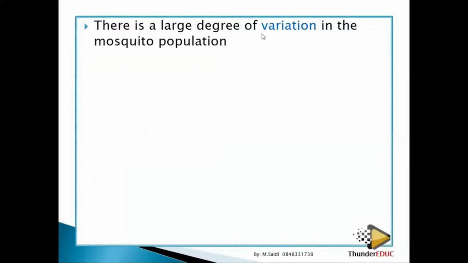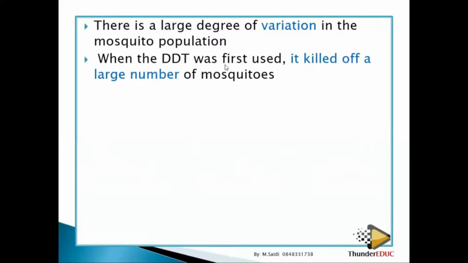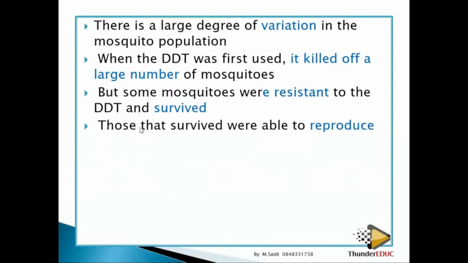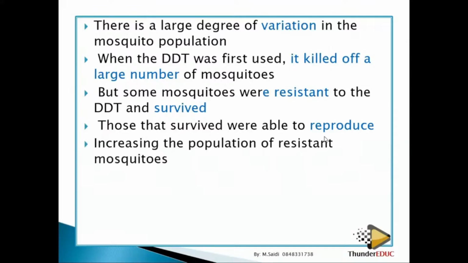There's a large degree of variation in the mosquito. Yes, we saw it. When the DDT was first used, it killed off a large number of mosquitoes. But some mosquitoes were resistant to the DDT and they survived. Those which are resistant, the black one, you saw it, they survived. Those that survived were able to reproduce. They reproduce in large numbers, increasing the population of resistant mosquitoes.